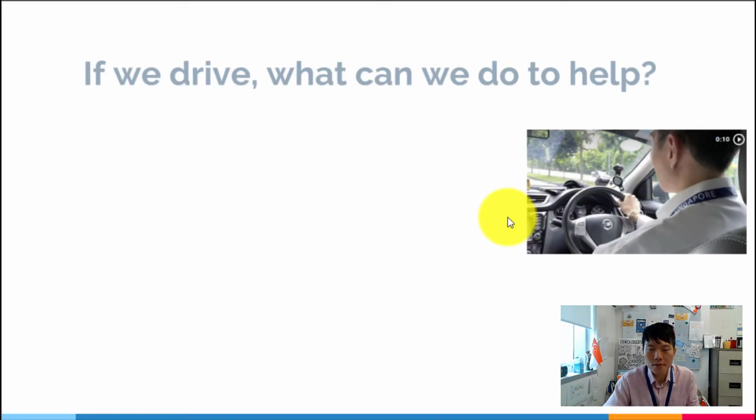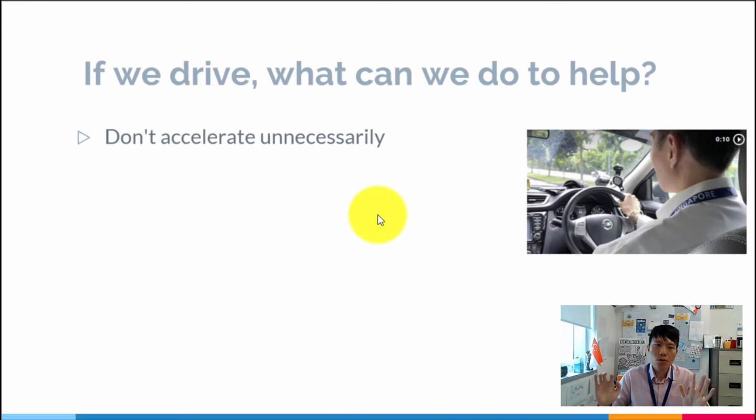And if you drive, like I drive, okay? I drive, what can we do to help? Don't accelerate unnecessarily. Control emotions. Even if you have a bad driver, people speed past you, overtake you, don't just give the finger, don't just overtake them, okay? No. Just focus on your own driving, okay? They are bad, let them be bad. We focus on our own, with grace, with good manners.